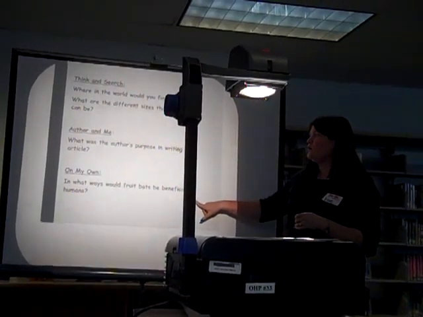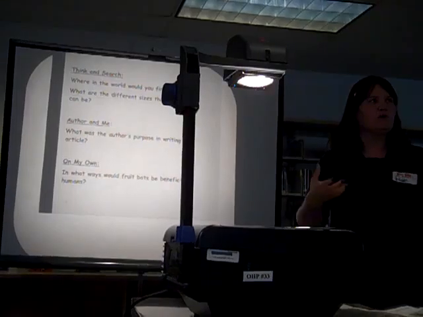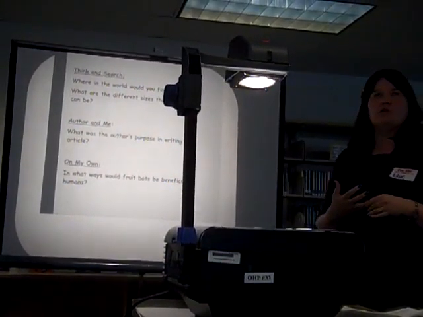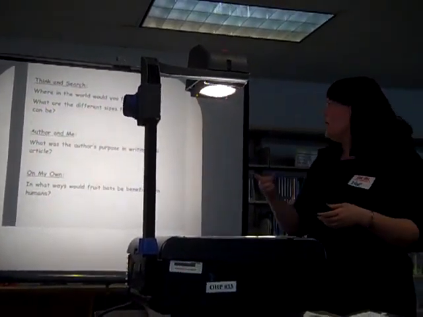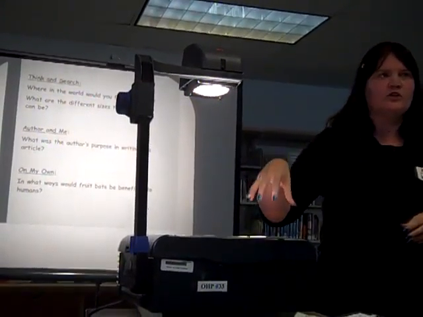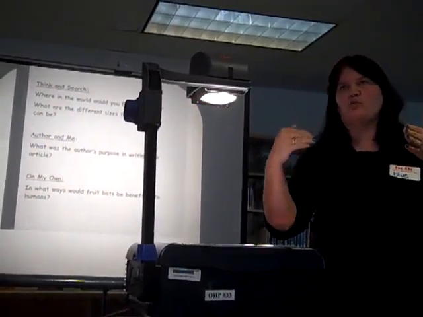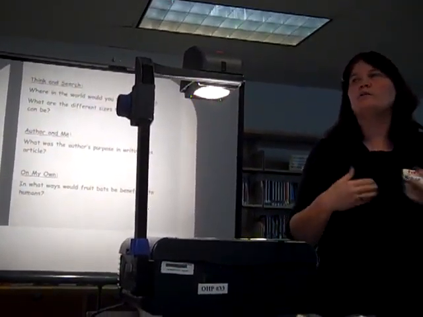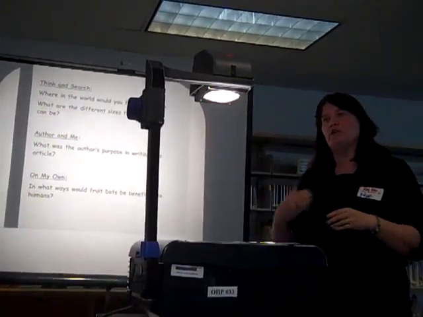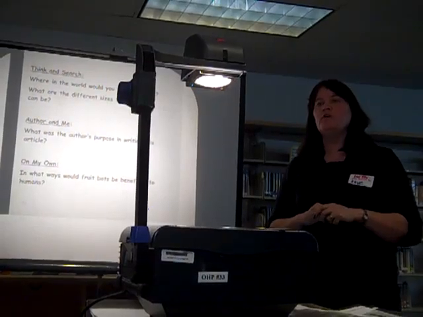Then, of course, the on my own question is where they go beyond. They use their own experience, their own knowledge. If they had to do a little research to answer this, they could do that. But, like, in what ways would fruit bats be beneficial to humans? That information's not in the text. It doesn't actually come out and say they're beneficial because of this, but they can use what they have learned and also what they know about what humans need in their society to help with that.